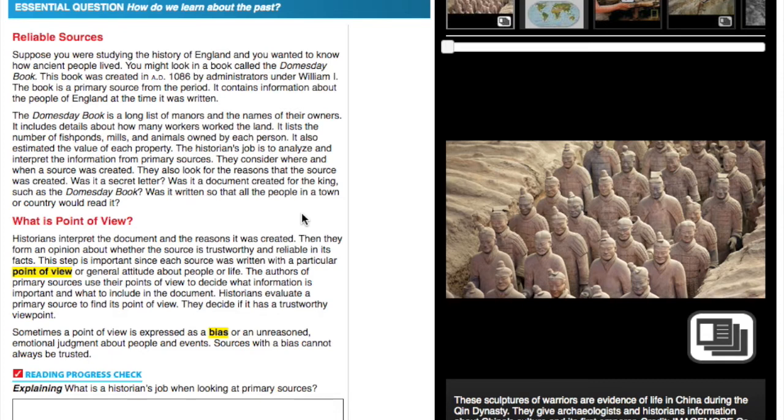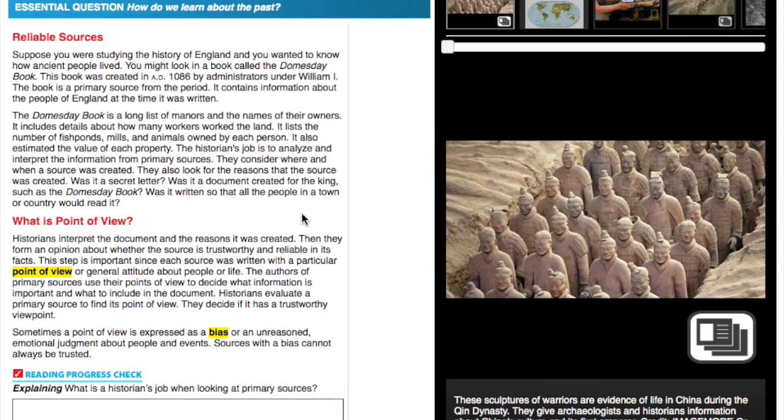The historian's job is to analyze and interpret the information from the primary sources. They consider where and when a source was created. They also look for the reasons that the source was created. Was it a secret letter? Was it a document created for the king, such as the Domesday Book? Was it written so that all people in a town or country would read it?